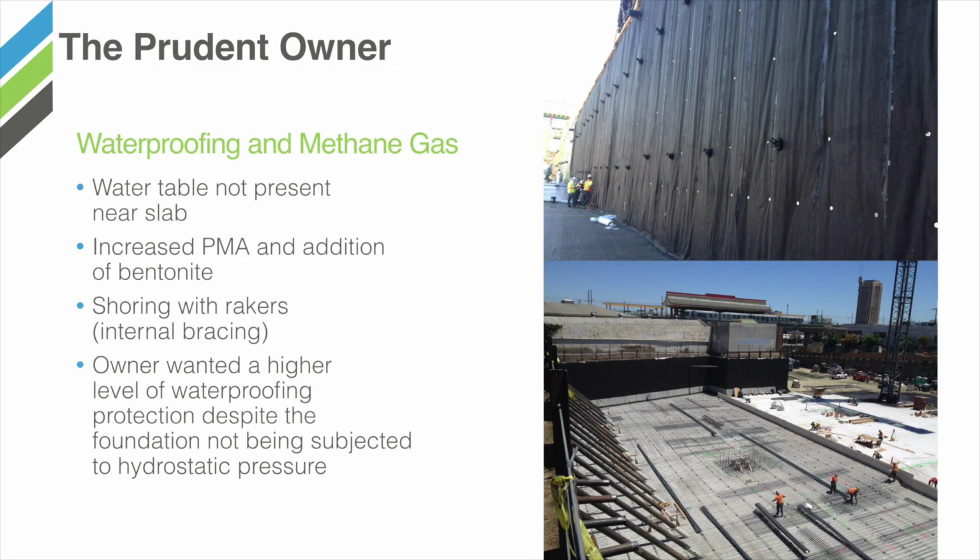While some project conditions require ultimate protection, there are other conditions that do not. In this particular case, a prudent owner wanted a higher level of waterproofing protection despite the foundation not being subjected to hydrostatic pressure. The other caveat with this particular project, though, was that there was contamination present. So not only did they need to prevent any water intrusion, but they needed to also prevent the infiltration of any methane gas. The way this was achieved was by increasing the polymer modified asphalt layer and also incorporating bentonite. This was done under slab as well as the vertical shoring walls. This provided the level of confidence to the owner that their building was safely protected.